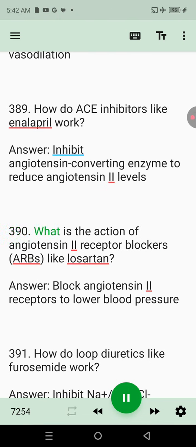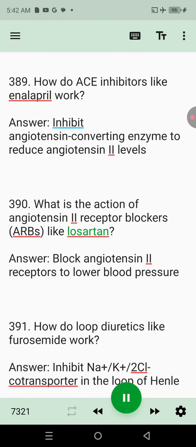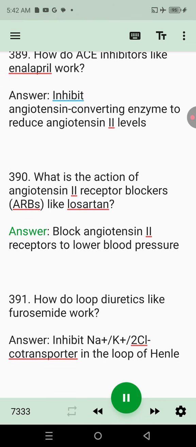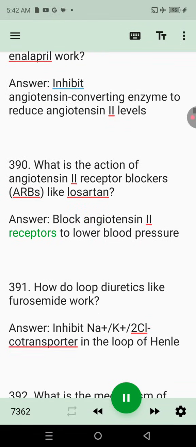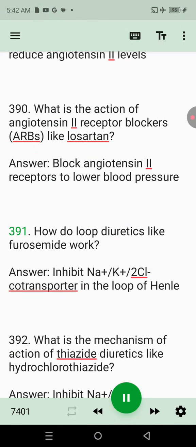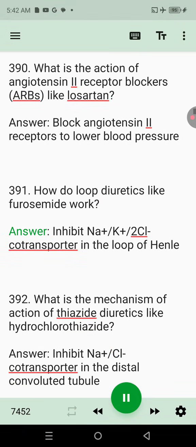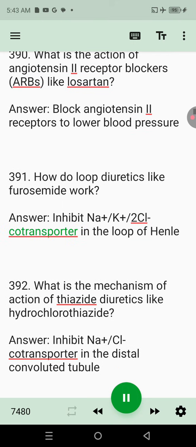390. What is the action of angiotensin II receptor blockers, ARBs like losartan? Answer. Block angiotensin II receptors to lower blood pressure. 391. How do loop diuretics like furosemide work? Answer. Inhibit Na plus K plus 2Cl cotransporter in the loop of Henle.